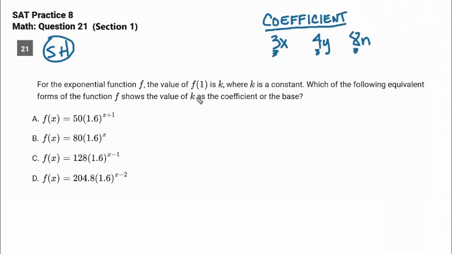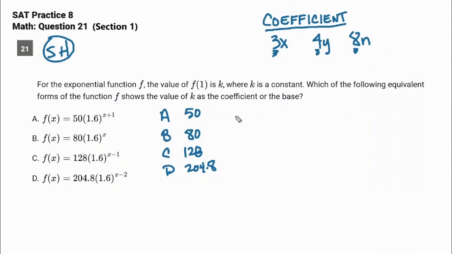So you're going to do f of 1, which means you're going to follow the directions. Every time you see an x, just put in a 1. Before we do it, what are the coefficients in these answer choices? What's the coefficient in A? It's 50. In B, it's 80. What is it in C? It's 128. And what is it in D? It's 204.8. So you're going to want to do the function and end up with the coefficient.